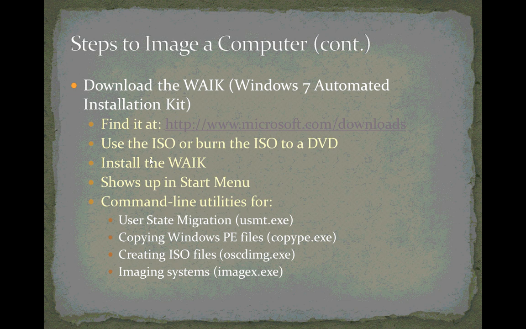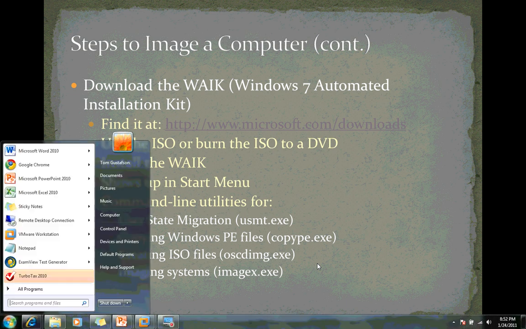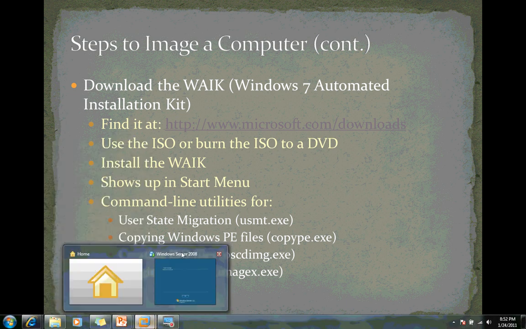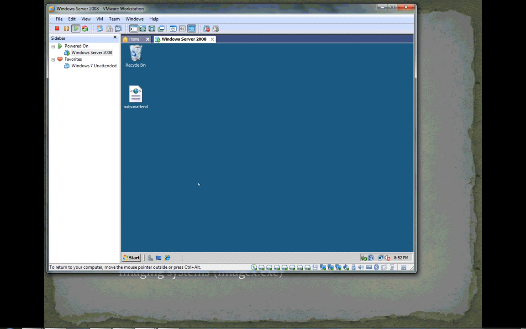Once you've installed it, it shows up in the start menu and you have some nice utilities to use. The user state migration tool, we won't use it in this video series. The Windows PE files, we're going to use that tool. And we are also going to create an ISO file with this oscdimg program. And then in a later video, we will use the ImageX program. So let's take a look at the automated installation kit.